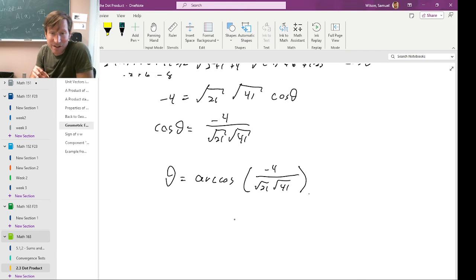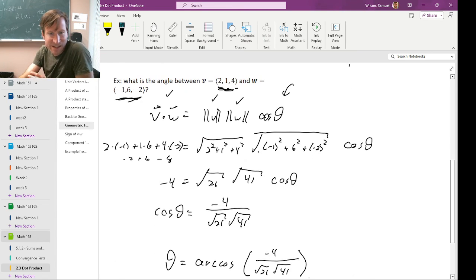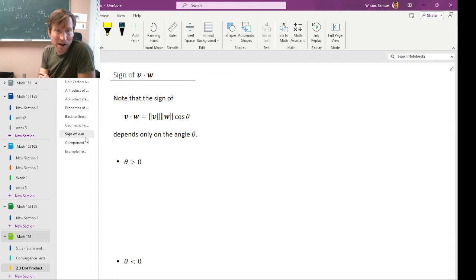One thing we can do with the dot product is calculate angles that would be very difficult to calculate otherwise, right? Let's think about this geometric formula for the dot product. I guess notice that this dot product here, in this example, came out to be negative. And so we might look at the geometric formula for the dot product and ask ourselves, why would this be negative? In other words, let's think about the sign of the dot product.